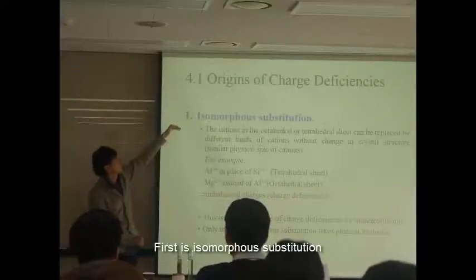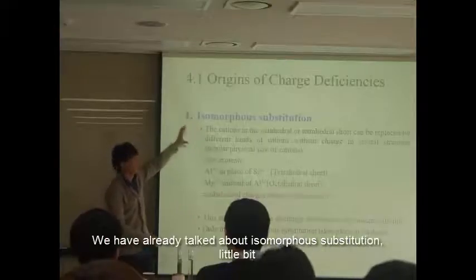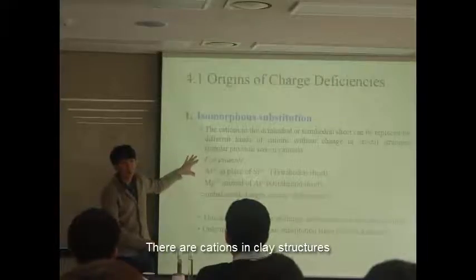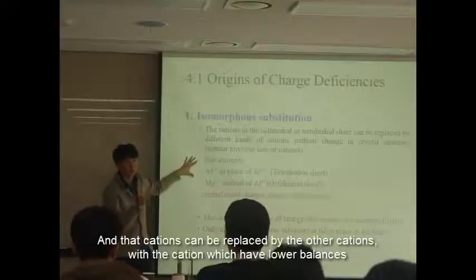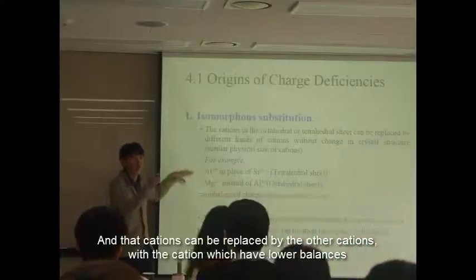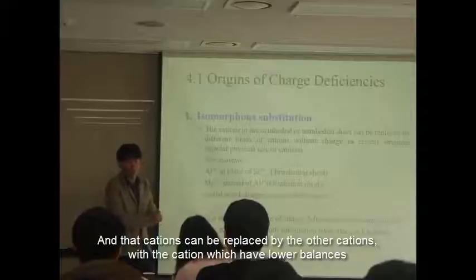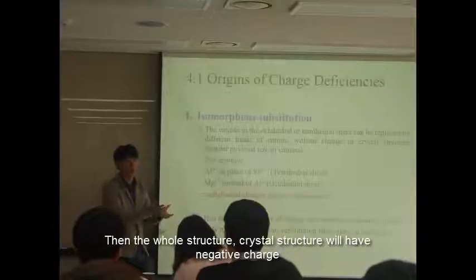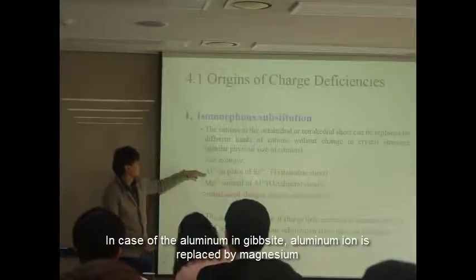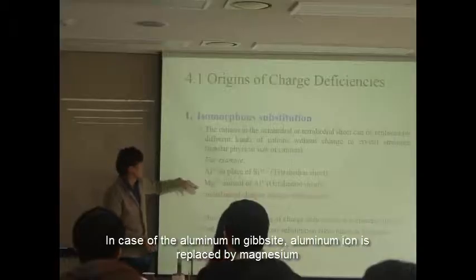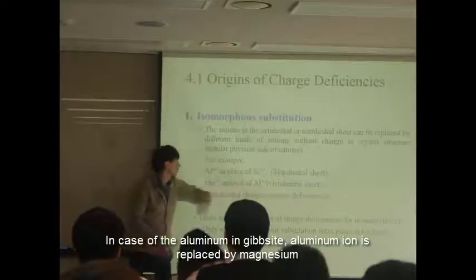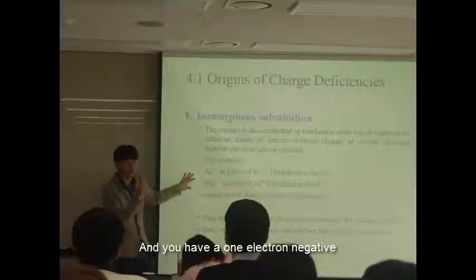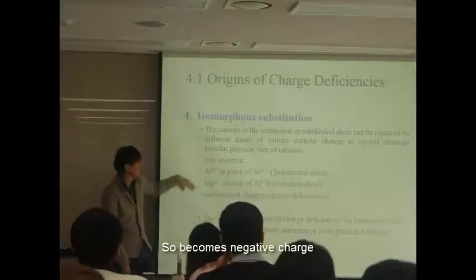First is the isomorphous substitution. We talked about this a little bit, and there's a cation in the clay structure, right? And that cation can be replaced with another cation, maybe with a lower valence, then the whole crystal structure will have the negative charge. So if there's aluminum in the octahedral side, and if this aluminum is replaced by magnesium, then you have one electron short, right? You're short of one negative electron, so it becomes negatively charged.